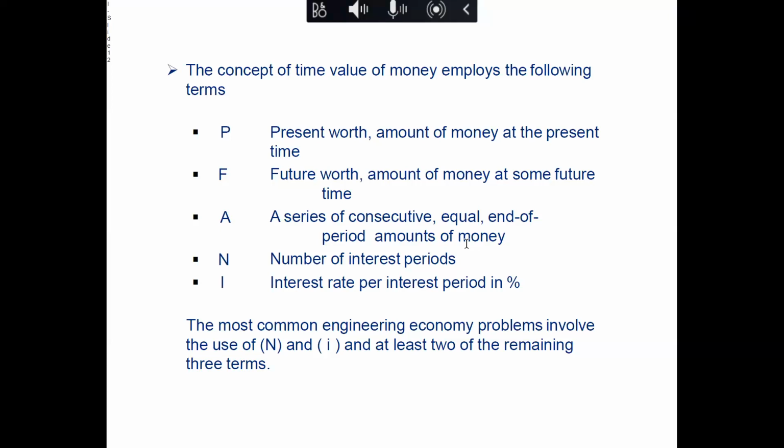There must be interest for borrowing the money. There must be a period when the project is going to last. There must be a future worth of the project. There's going to be an annual worth of the project. And there's going to be a present worth of the project. So it's either a present worth or annual worth.